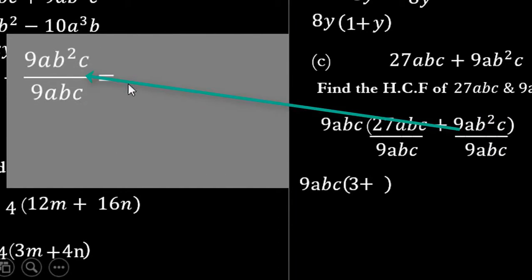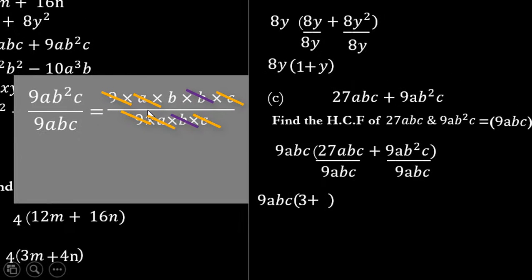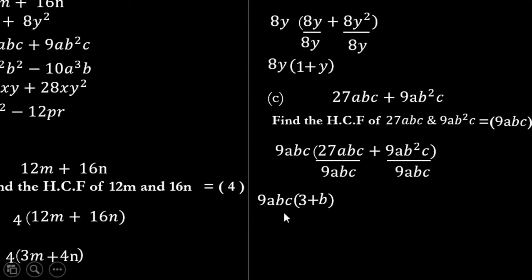Let's just come up here, and this is 9 by A by B by B by C, just like what we have here. B is carrying a square, so that's why we're having B twice. So this is 9 by A by B by C. C cancels C, B cancels B, A cancels A, 9 cancels 9. And the only thing we are having left is what? It's just 1 B. So you are having your B here. So that's the answer. If you open this bracket, you will have this back.